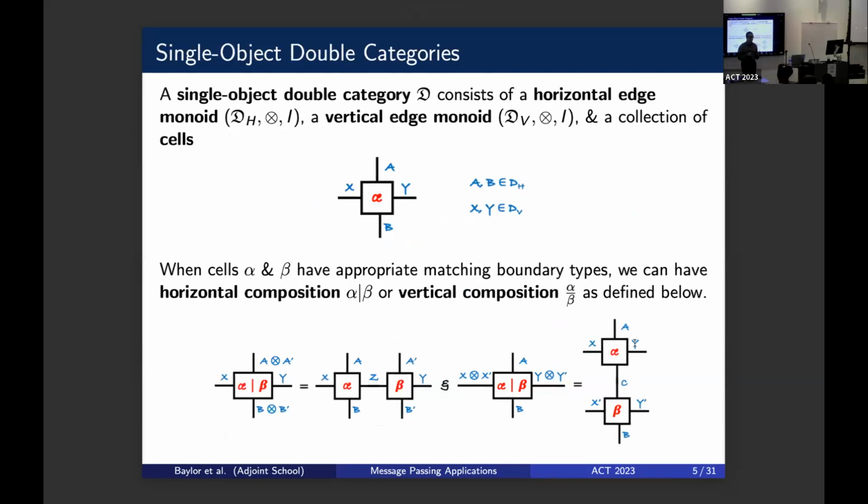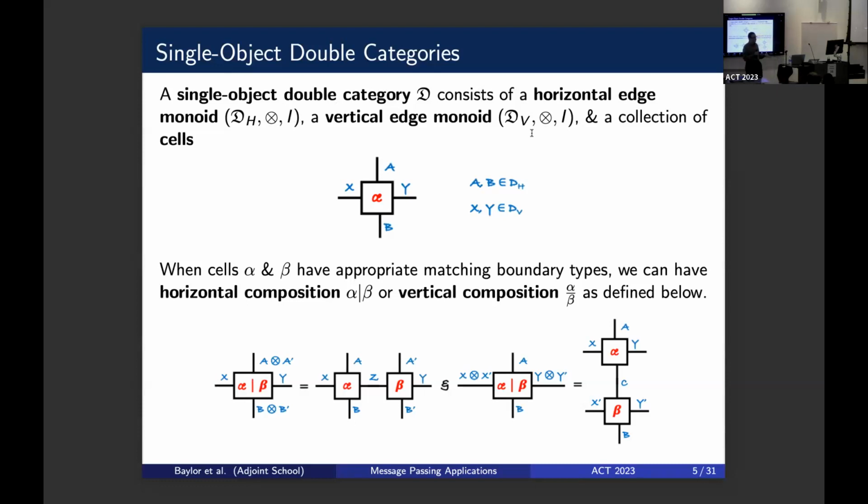So before we can actually define what a free cornering is, we'll need two mathematical constructs. We'll need a double category, in particular a single object double category, which will consist of three key pieces of information: two monoids, which we call a horizontal edge monoid and a vertical edge monoid, which are, if you can see, here and here. And a collection of cells.